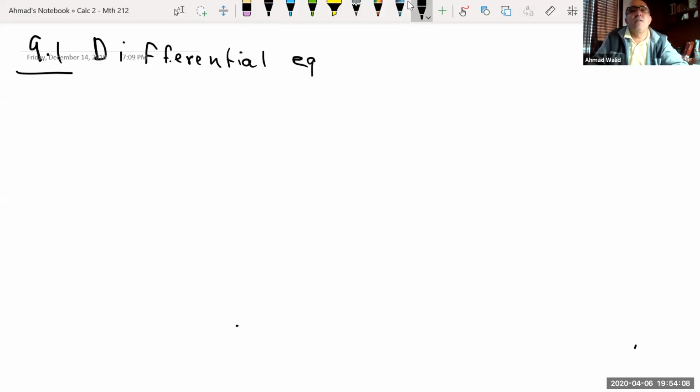Differential equations. Okay, what is a differential equation? It's important to know what a differential equation is. The definition for a differential equation is an equation that contains an unknown function and also one or more derivatives in it. We call it a differential equation.